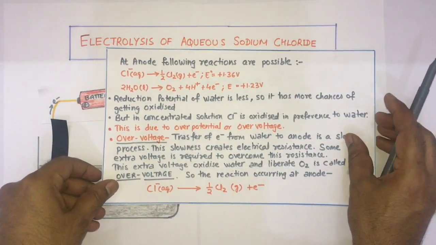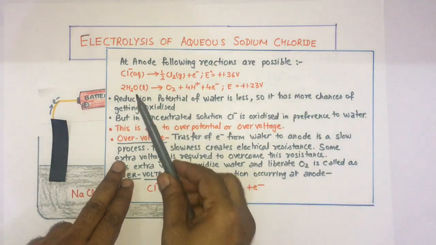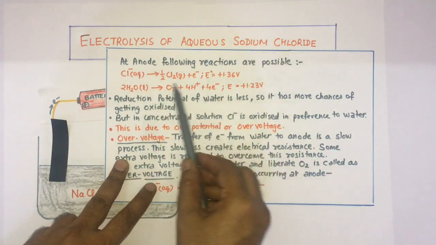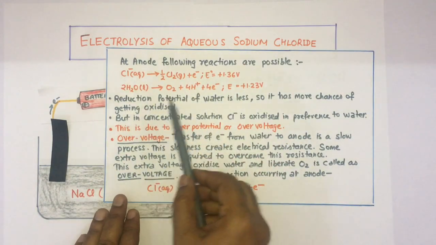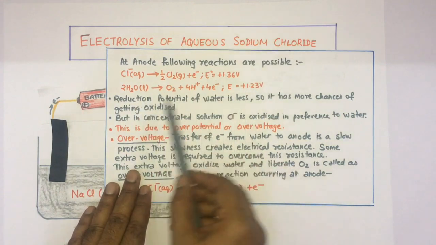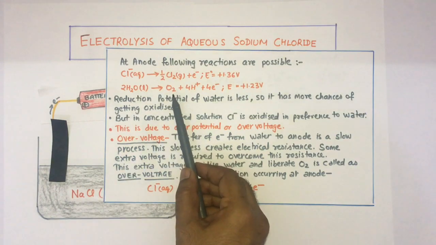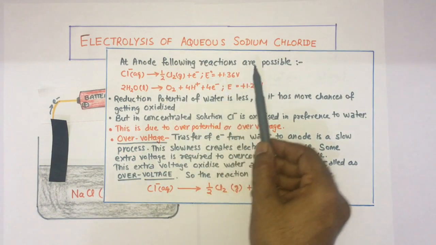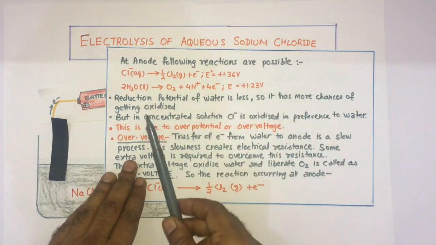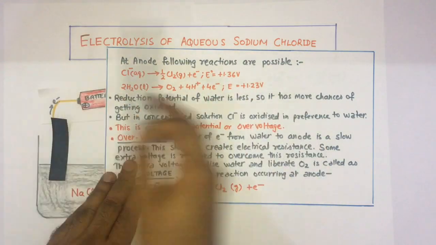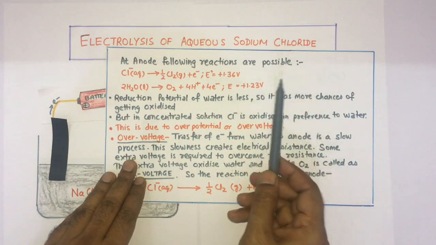Now at the anode, oxidation takes place. Oxidation is a loss of electron. So there are two possibilities. Cl negative will lose electron, and the OH negative will also lose electron. I have written a combined equation. So water also loses electron to form oxygen gas. So these two reactions are possible, and they compete for the oxidation. Now the reaction whose E naught value, reduction potential, is less will be preferred.